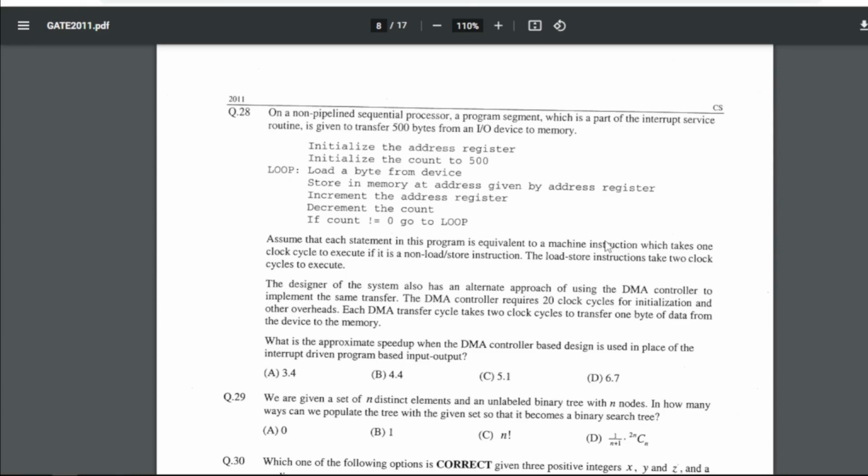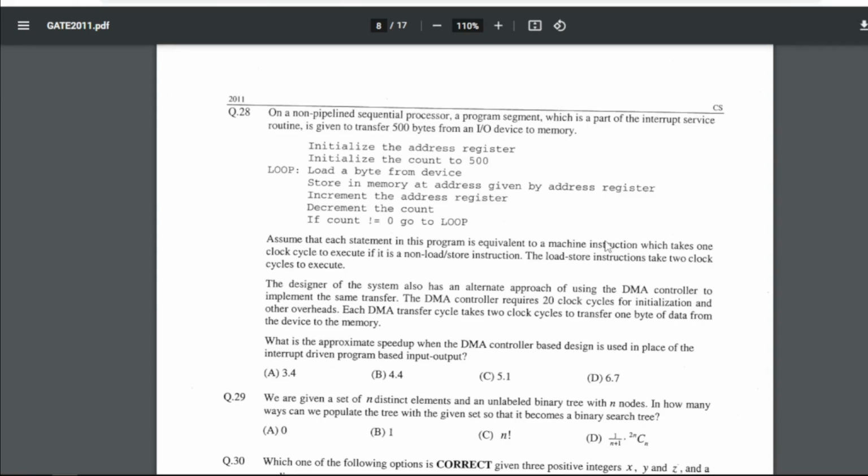28, on a non-pipelined sequential processor, a program segment which is a part of the interrupt service routine is given to transfer 500 bytes from an input-output device to memory. Assume that each statement in the program is equivalent to a machine instruction which takes 1 clock cycle to execute if it is a non-load-store instruction. The load-store instructions take 2 clock cycles to execute.